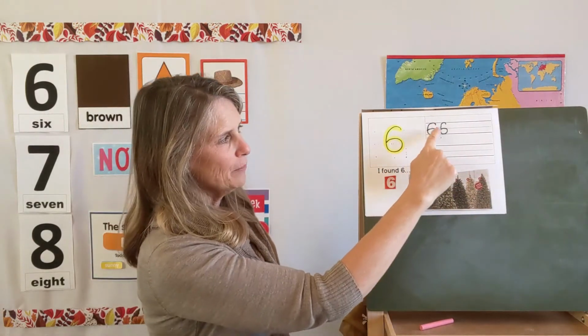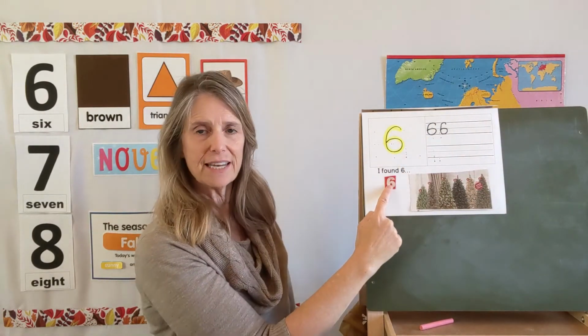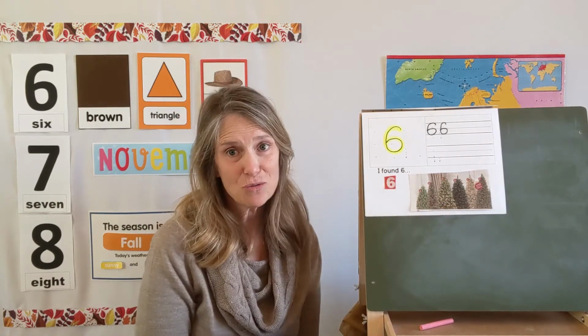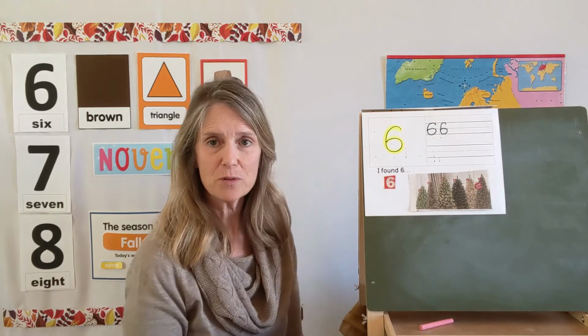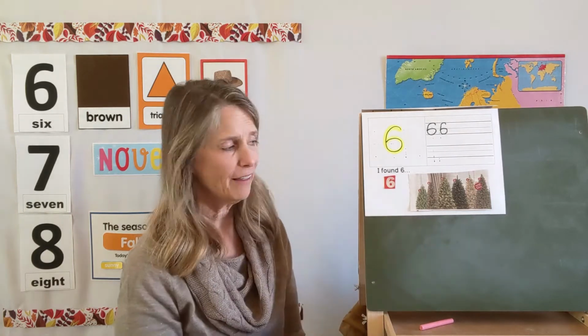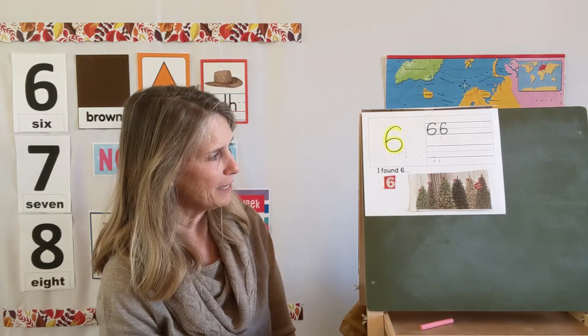So there is our writing and our tracing. There's a 6 that I found and 6 Christmas trees. I think we're going to have to start finding smaller and smaller pictures as our numbers get bigger, or they're never going to fit on here. I'll have to be very careful about that, won't I?